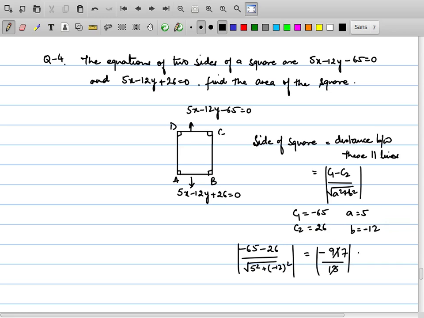So this is 7, but the length can never be negative, or distance is never negative. Therefore, the distance between the parallel lines is 7, which is also the length of the side of the square. Therefore, the side of the square is 7 units, and therefore the area of the square is side square, that is 7 square, that is 49 square units. I hope you have understood the question.